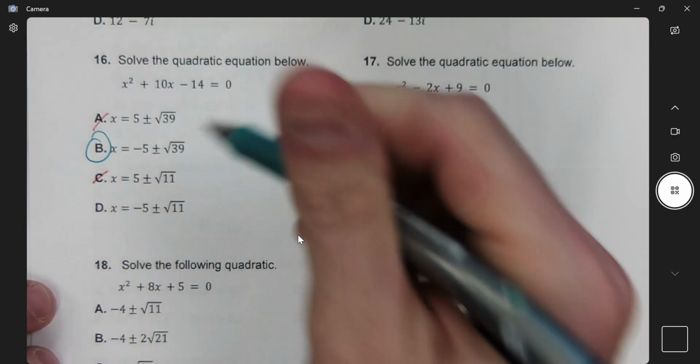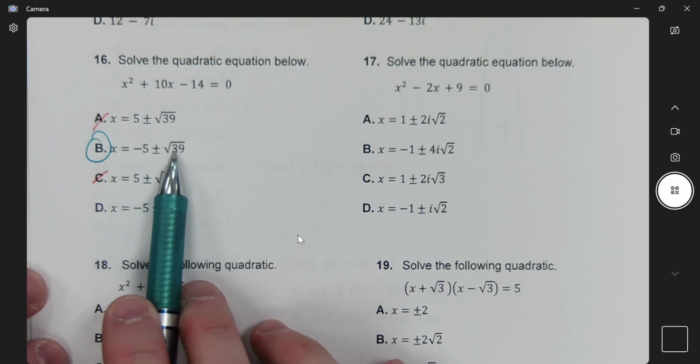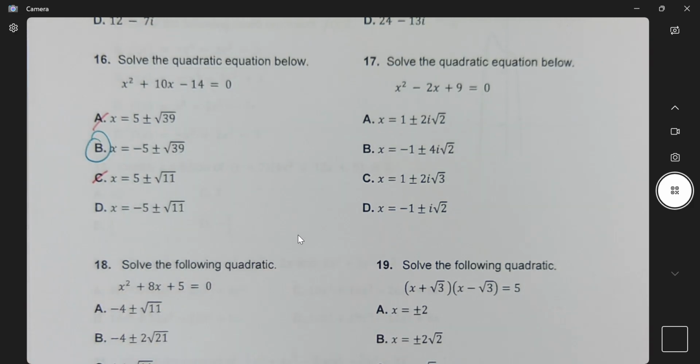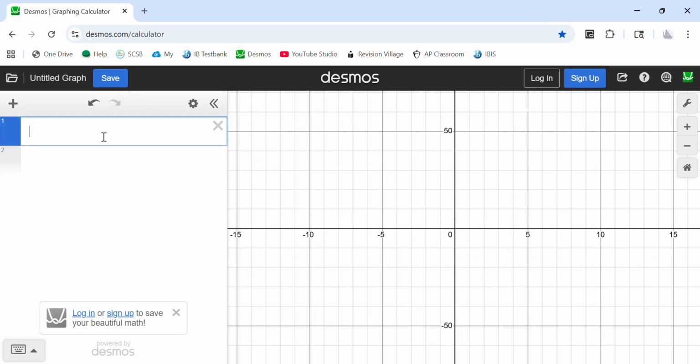Worst case scenario is you type this on a graphing calculator, -5 plus square root of 39 to see if it matches the decimals that Desmos gave us. And we could do the same thing for this one. The only problem is, if you notice, all of these answers have i in them, which really stinks. So we could type this on Desmos, and so I'll do that, just x squared minus 2x plus 9, just to show you at least that you could see where two of the answer choices are bad.